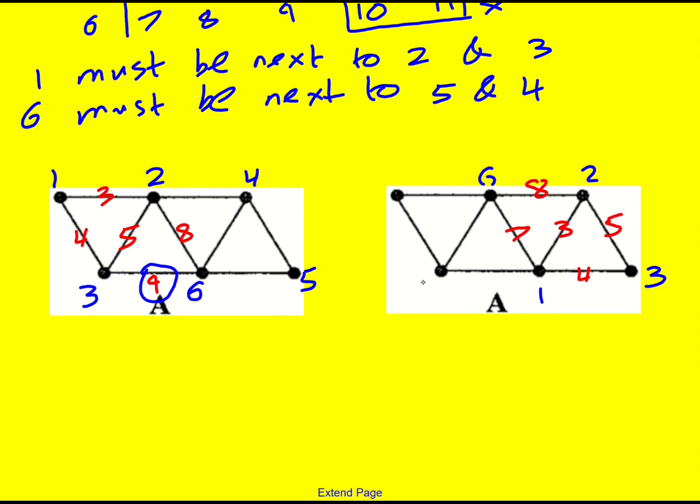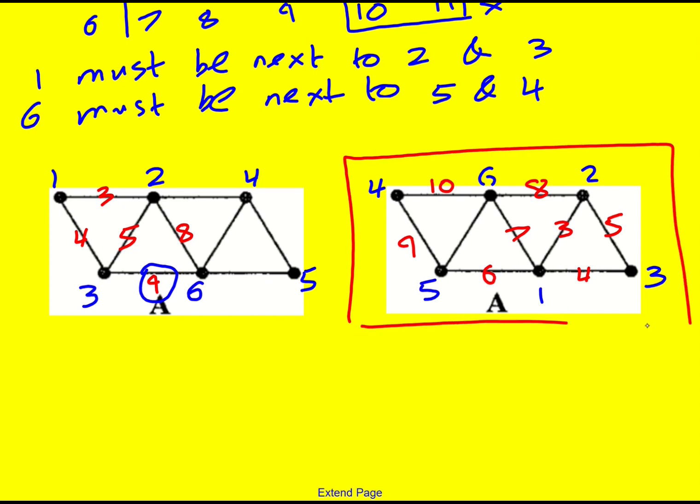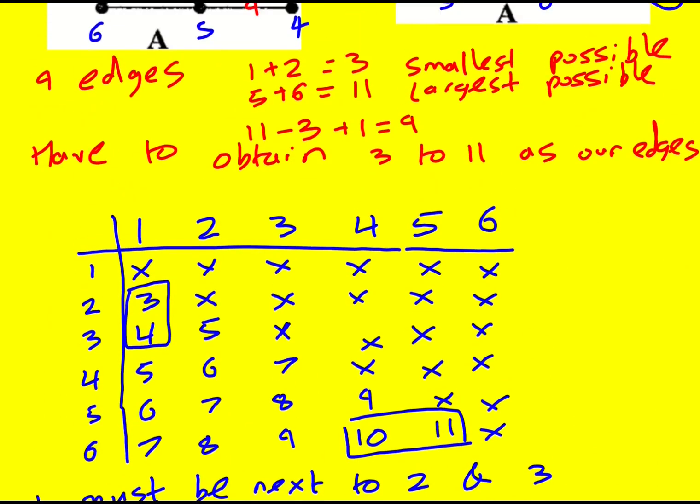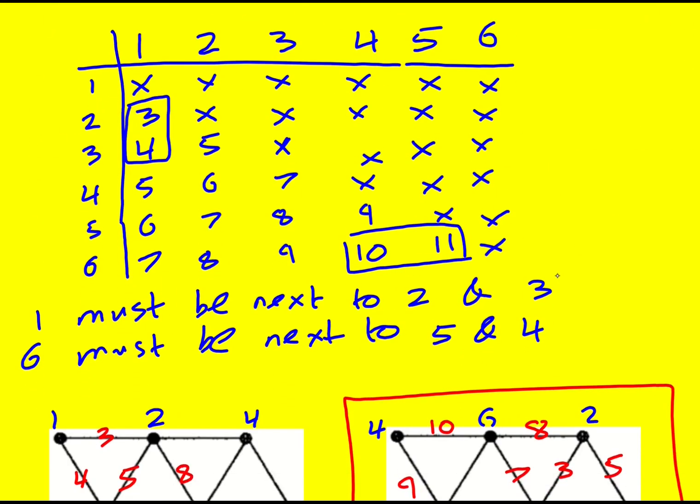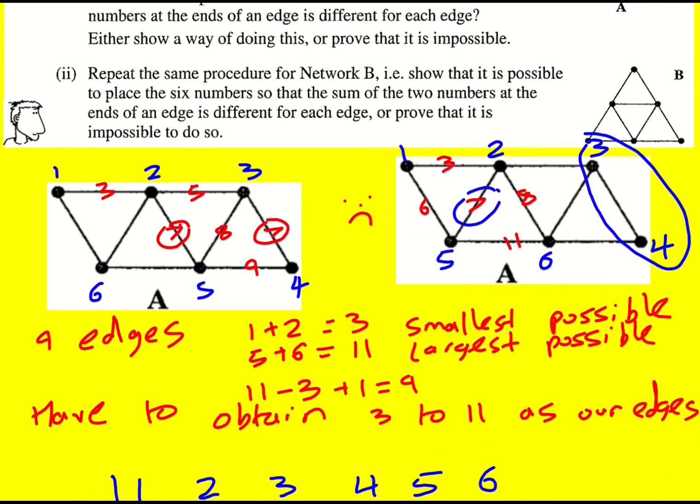Now I don't want to put 4 down here because then I would get another 5. So if I put 5 here and 4 here, then I get 10 and 9. Oh, and 6 here. So through 4 attempts, but increasing my knowledge basically through this little diagram and thinking about this fact here, I've managed to show that it is possible.